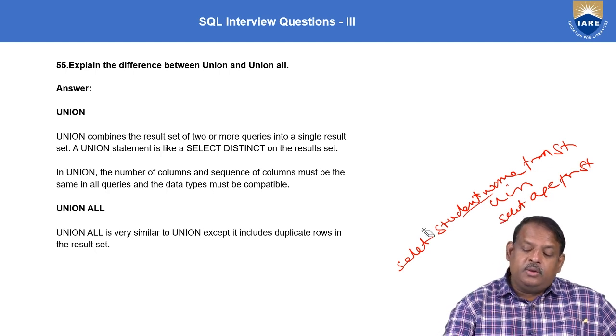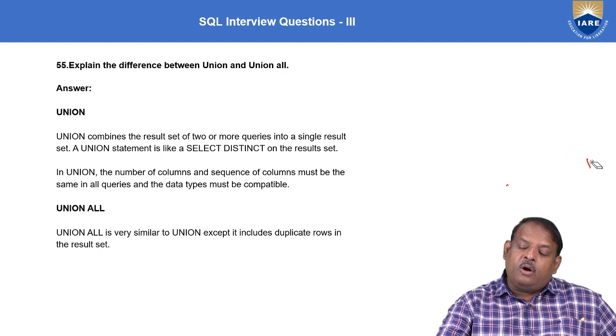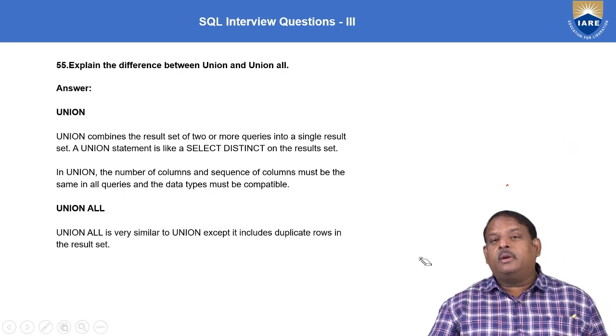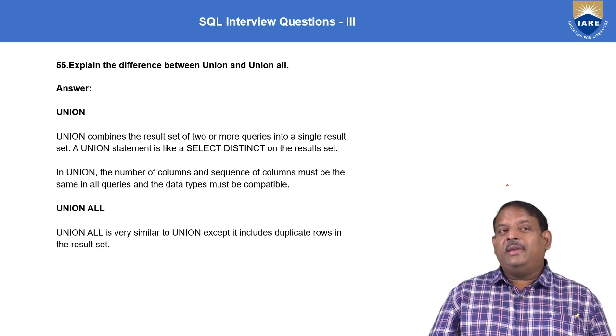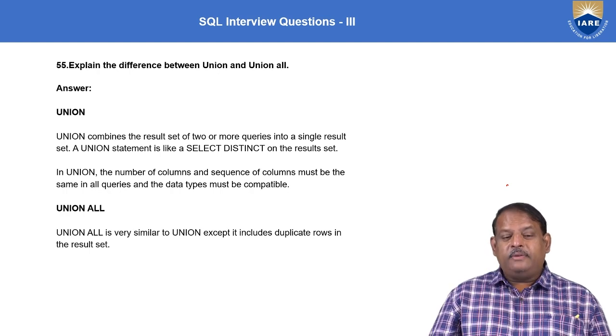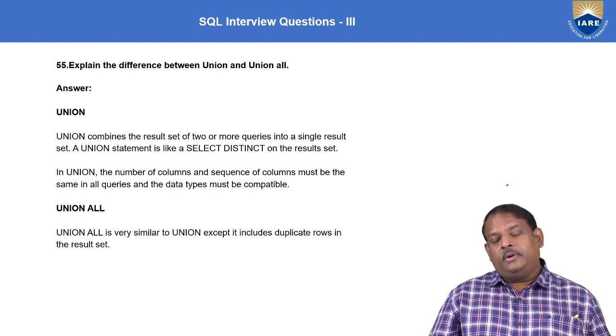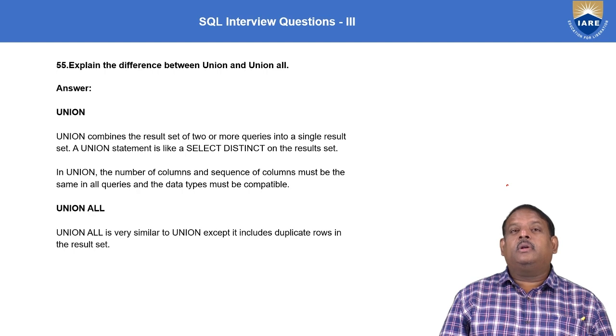So union will have all distinct records. Union all will have all the records, even the duplicate records will also be included in the result set, all the repeating records also.